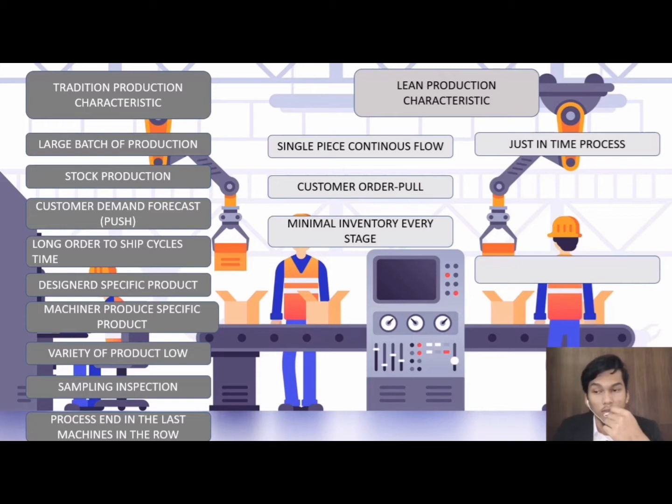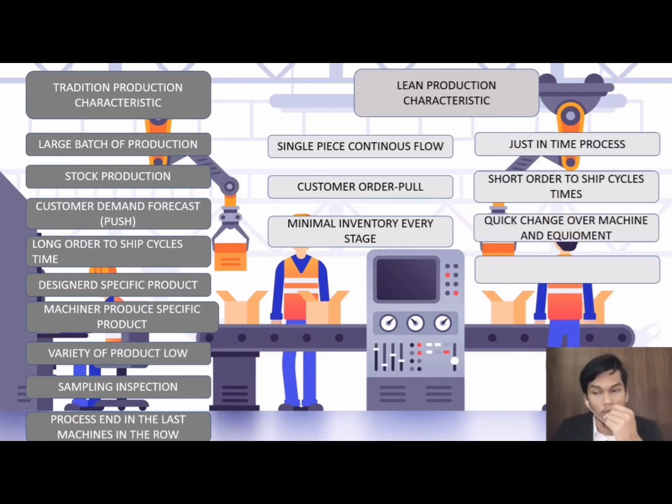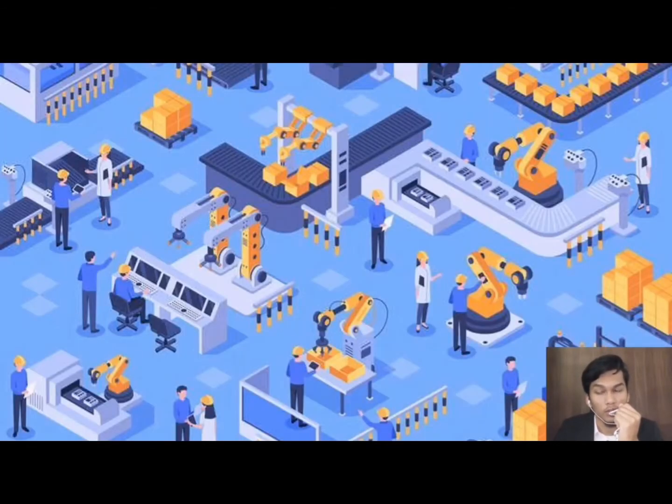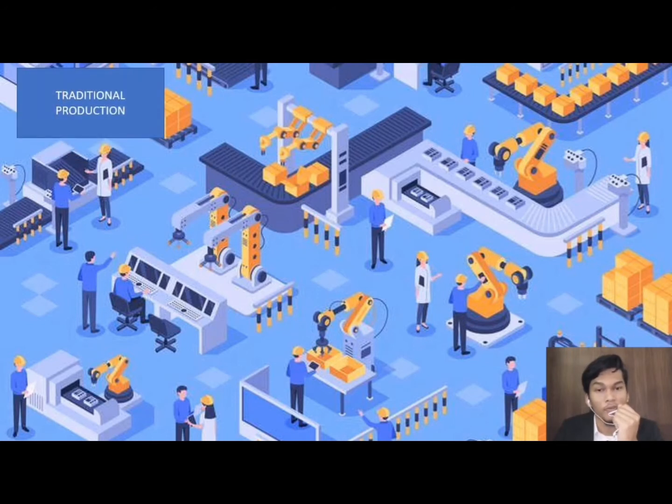Next, because of adapting just-in-time, they can simply change over machines and equipment to make other products in no time. To maintain quality, they use total quality control, with close integration from the whole chain. The worker is given authority to inspect the product and make sure that it is in perfect shape. The last thing I want to share is how to implement lean production.